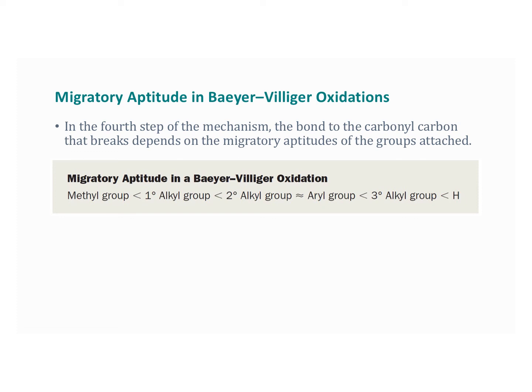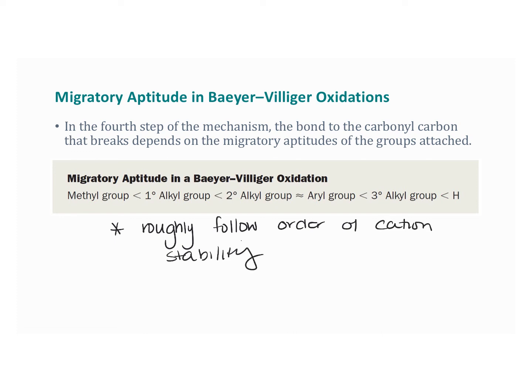Now, these aptitudes roughly follow the order of cation stability. Some studies have shown that the migrating groups acquire some cationic character with that transition step as it departs. Now, if you go back and look at equation 23.34, go ahead and turn back and look at that for just a second.